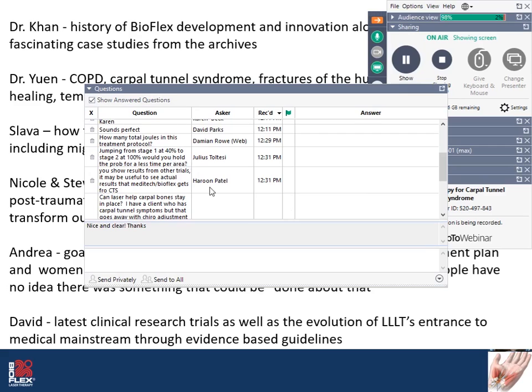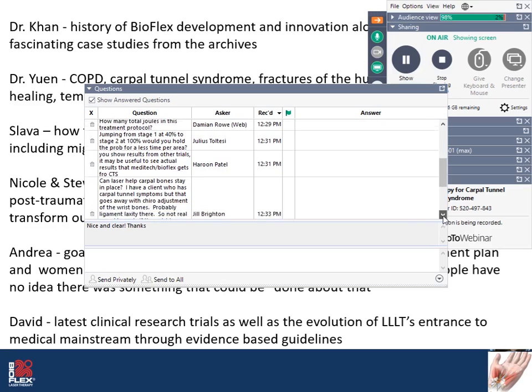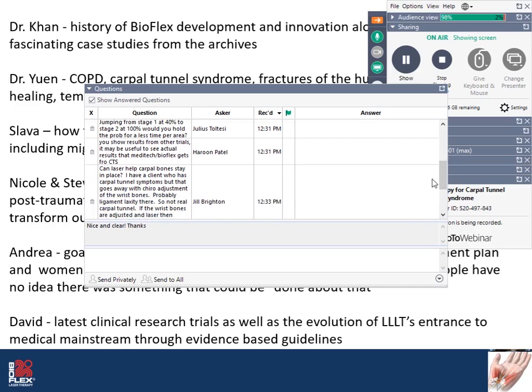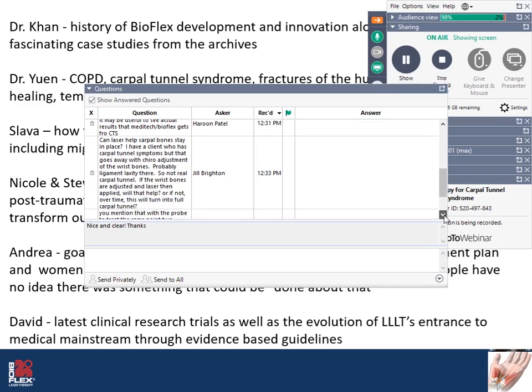Haroon has asked a question: will you show results from other trials? It may be useful to see actual results that Meditech and Bioflex gets. I think we have some information. I think Dr. Khan, I can't remember if he did one or not on carpal tunnel syndrome, Haroon. Let me see if I can find that. And if you're interested, send me an email. But I'm not sure if we have a specific clinical trial here at Meditech on that condition.